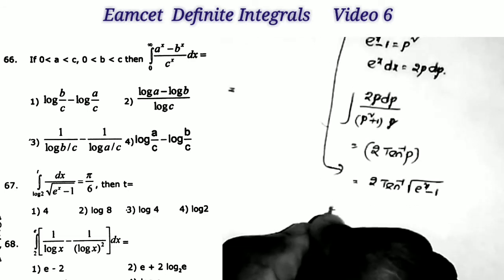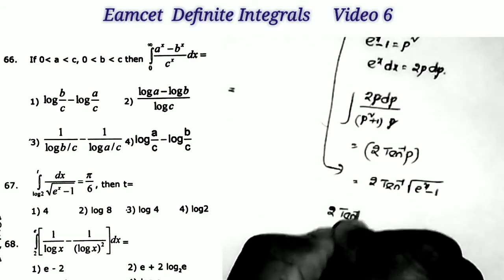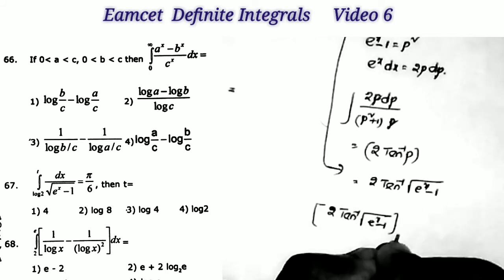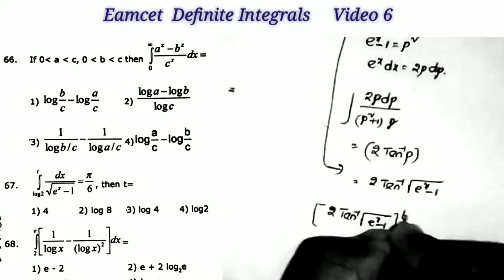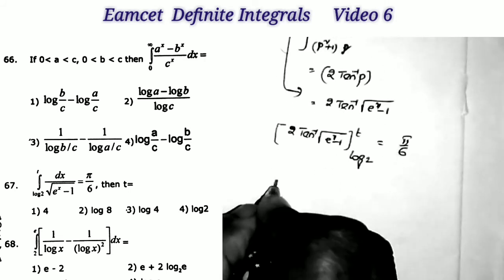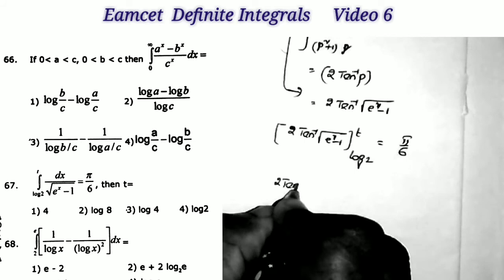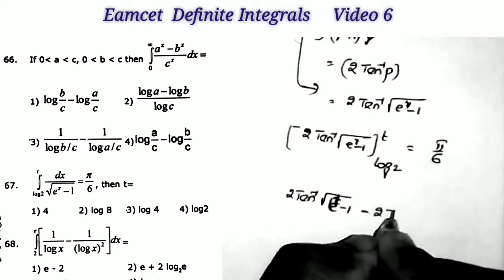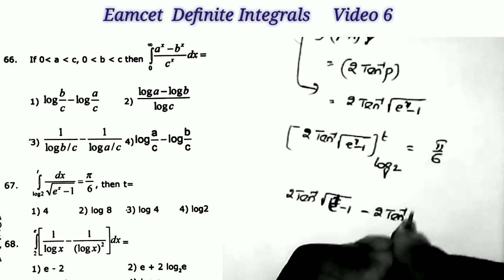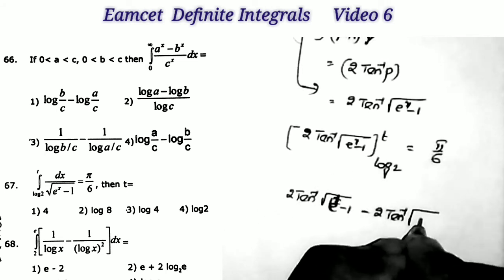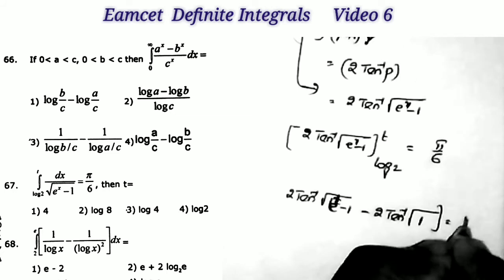Now what are the limits values here? 2 tan inverse of square root of e power x minus 1. What are the limits values? Log 2 to t, and this is equal to pi by 6. Now replacing the limits in the answer. First answer is 2 tan inverse of square root of e power t minus 1 minus 2 tan inverse square root of e power log 2. e power log 2 is equal to 2. 2 minus 1 is equal to 1, and the whole expression is equal to pi by 6.